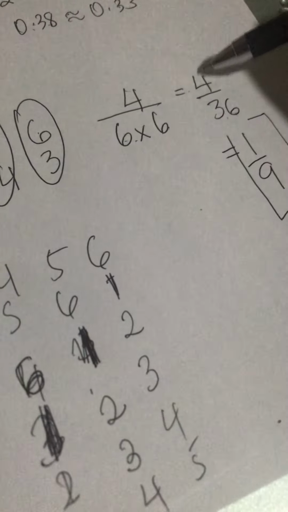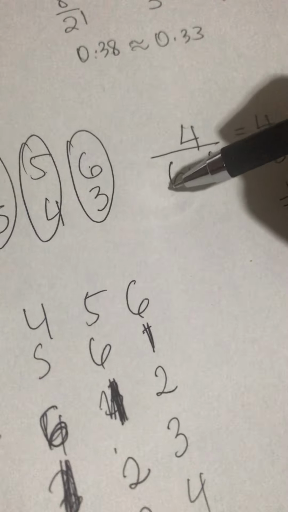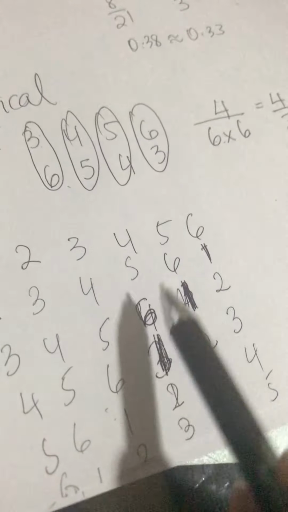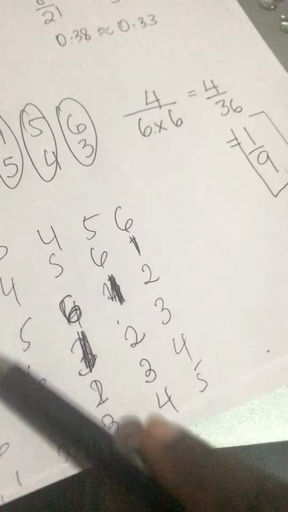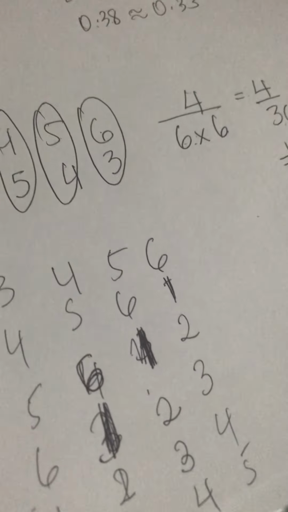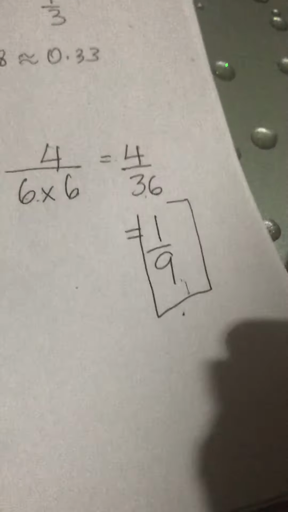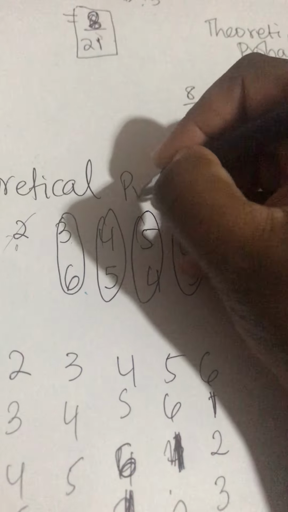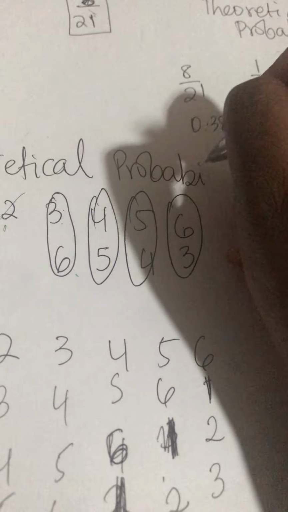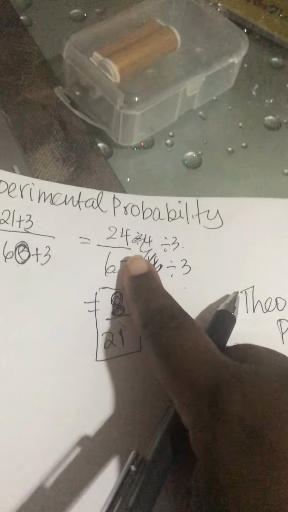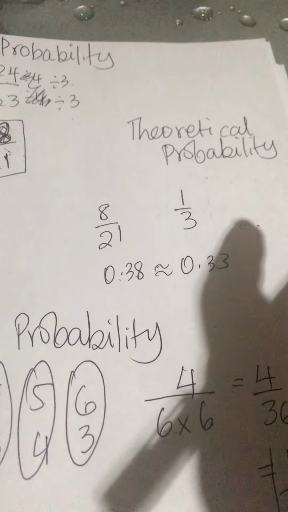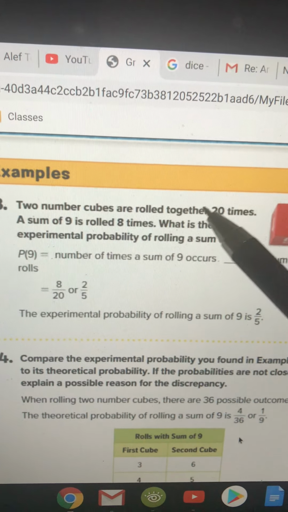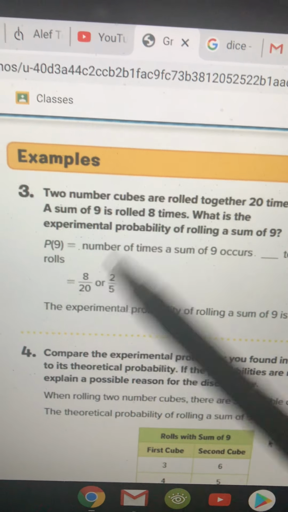So then you make sure you simplify. How did I know? Because I know it is a square. Because it's 2 of them, I knew I had to multiply 6 by 6. But you should know how I came up with the 36. So 1 out of 9. And there is your answer. This is your answer for theoretical probability. And this is your answer for experimental probability. Here is your answer for experimental probability. Because they say 20 times, you do 8 out of 20.